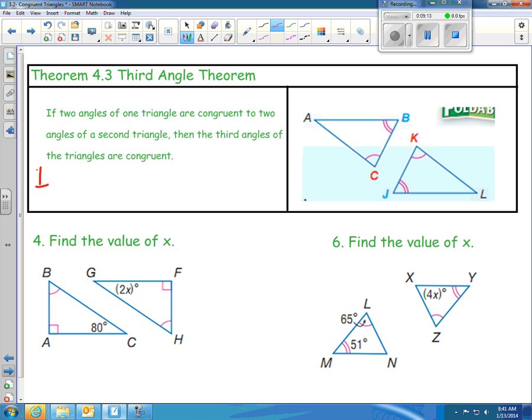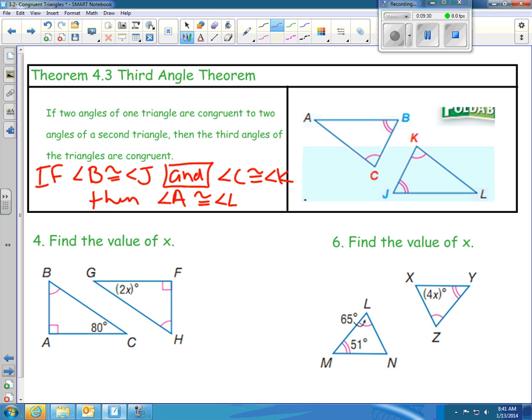So we can say if angle B is congruent to angle J, as visible in this picture, and remember it has to be 2 angles, angle C is congruent to angle K, then we know angle A is congruent to angle L. So I'm going to just let you guys try 4 and 5 on your own for our next class, just based off knowing that triangles add up to 180, and see what you guys can come up with.